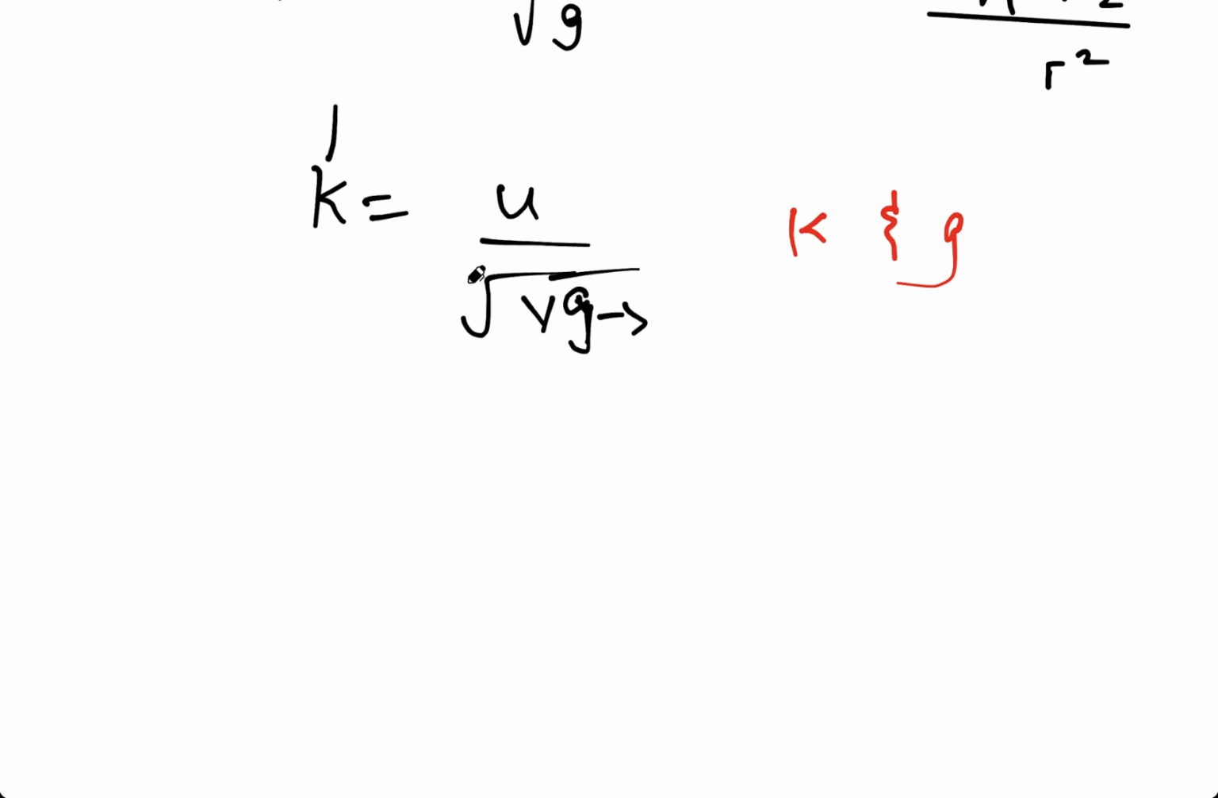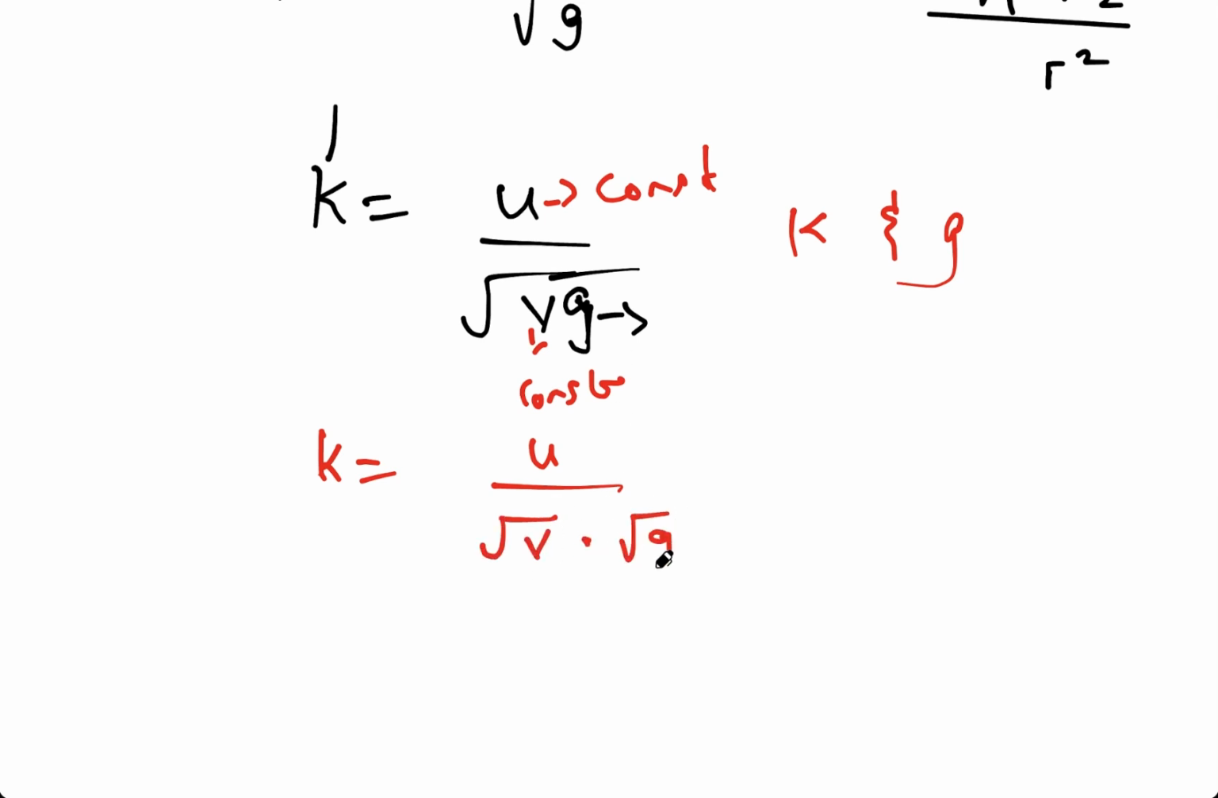What I need to do is separate every other guy. So under constant, this U is constant, this V itself is constant. So how do I separate this? You need to break this down into their product separation. What do I mean by that? So K is U divided by square root of VG, which according to indices will be square root of V multiplied by square root of G. So you have separated them like that.